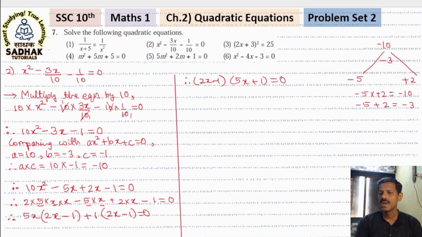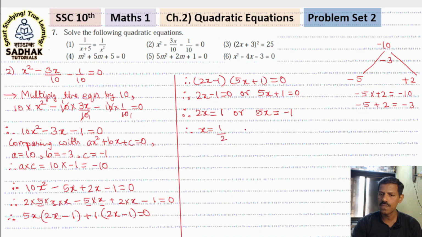So now we can see that the multiplication of these two binomials is 0. What does that mean? Either this first binomial is 0 or this second binomial is 0. So we will write it that way: 2x minus 1 is equal to 0 or 5x plus 1 is equal to 0. So therefore 2x will be 0 plus 1, that is 1, or 5x will be 0 minus 1, that is minus 1. Therefore x will be 1 upon 2 or x will be minus 1 upon 5. So these are our roots.